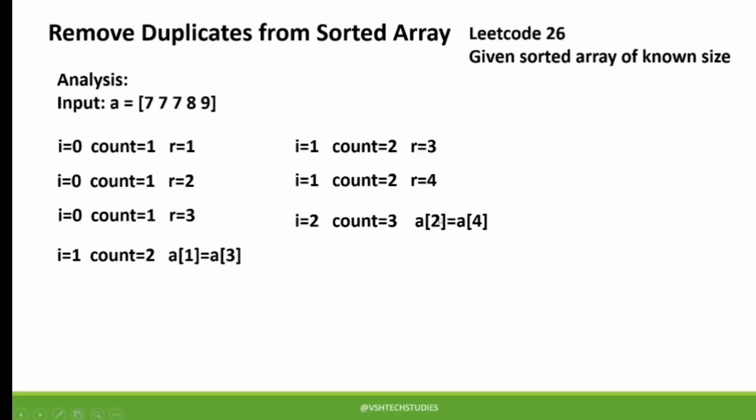A of 2 is copied with A of 4. So this becomes 9 now. So 7, 8, 9, count also 3. Then when r is incremented, that becomes 5. So r is not less than 5. So 0, 1, 2, 3, 4. Only till index 4 we have here 5 elements. When r is 5, it is outside the array. So end of procedure. Program should get ended.